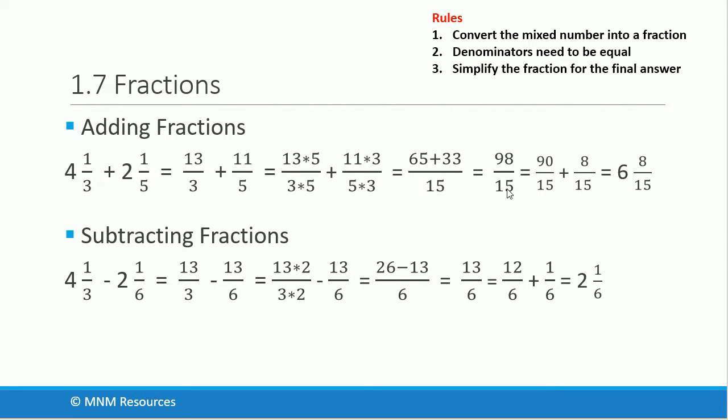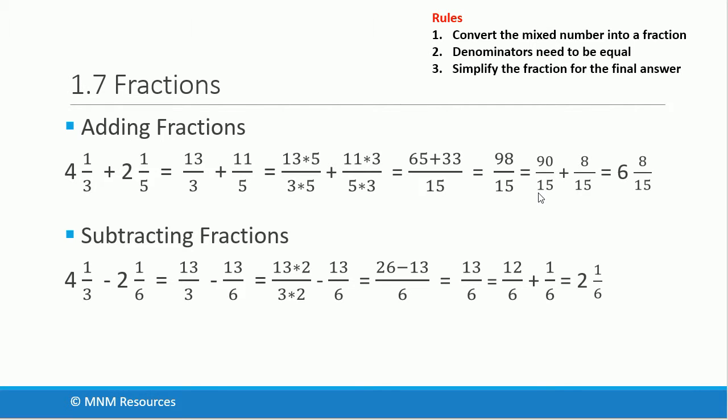So this might take a bit of working out, but the closest number that you can divide 90 by is 15. 90 divided by 15 is 6. So if you divide 90 by 15, you can get 6, but there's still that leftover 8. So that's why we split this up into 90 by 15 and 8 by 15.